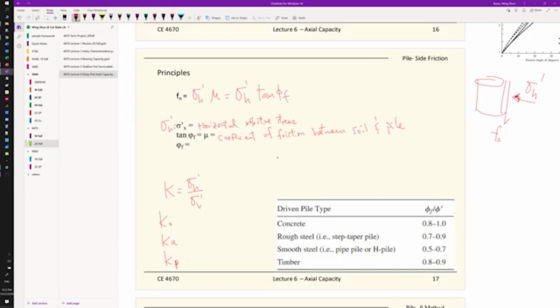So we talk more about how to find these parameters. The phi sub f here is the soil piles interface friction angle. So this is what it means, and this simple formula will give you this f sub n here, which is the nominal. Again, this is what we try to find: the unit side friction.